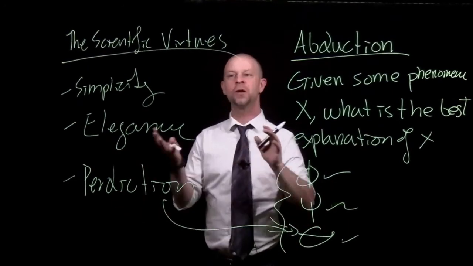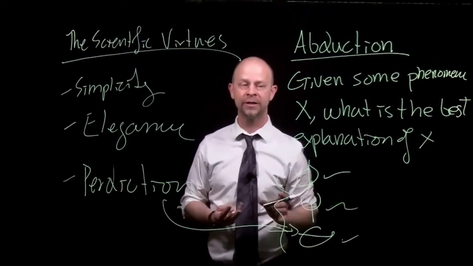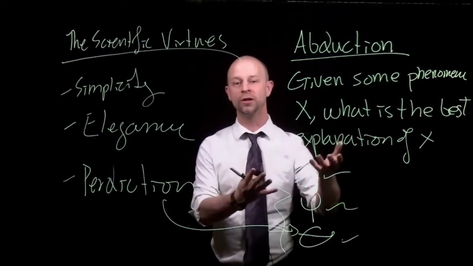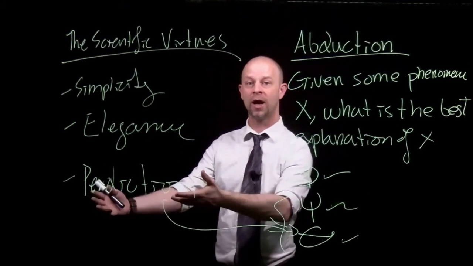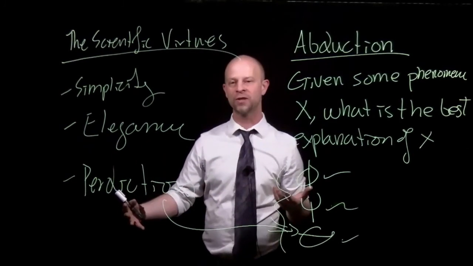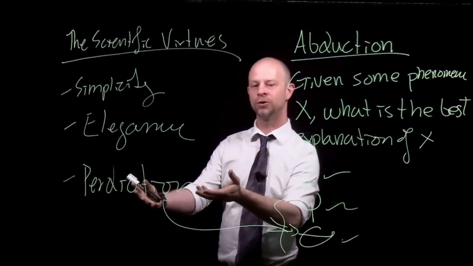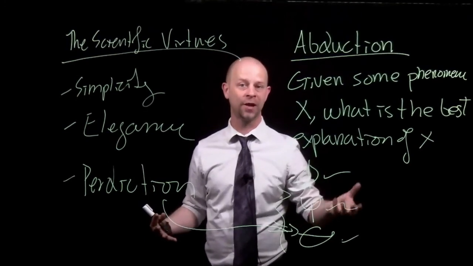Now, these are just some of the different virtues that we sometimes talk about with regard to different scientific theories. But the main point that I want you to pay attention to is that abduction is a way in which someone would appeal to a different explanation as being a better explanation. And how do we understand something to be a better explanation than something else? That's where we look at these scientific virtues to understand what theories would do a better job of explaining the phenomenon that we're interested in.